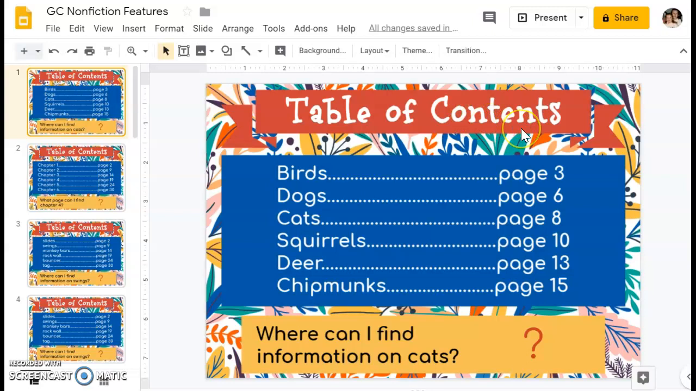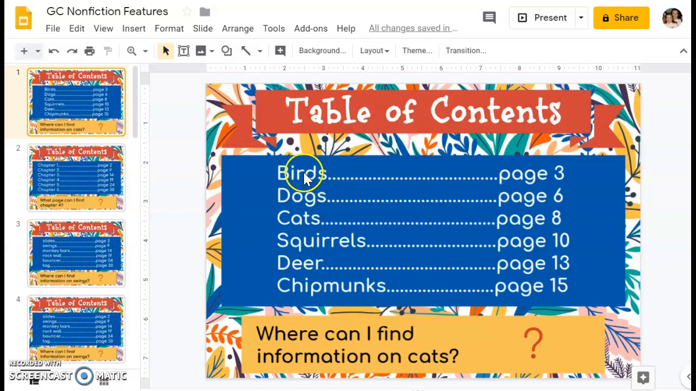Table of contents is found at the beginning of your nonfiction book, and it helps to show you where things are in the book. So this is just an example, but you can find a list of the table of contents at the beginning of your nonfiction book. This table of contents has birds, dogs, cats, squirrels, deer, and chipmunks, and then if you follow the dots along, you can see what pages they start on.